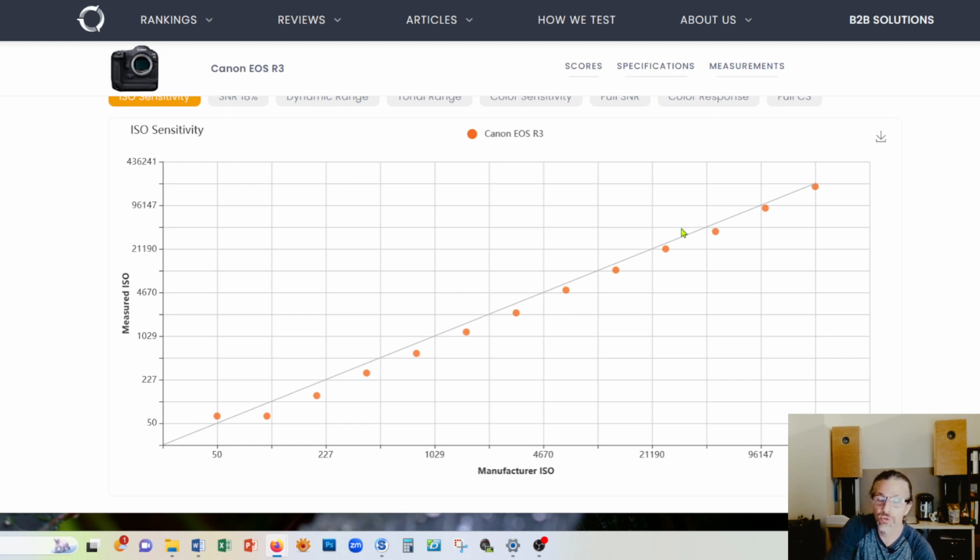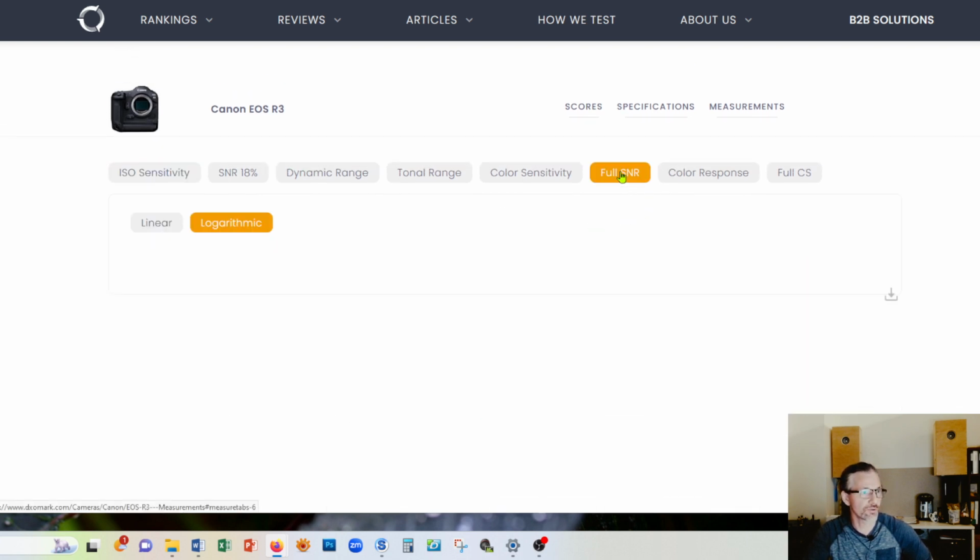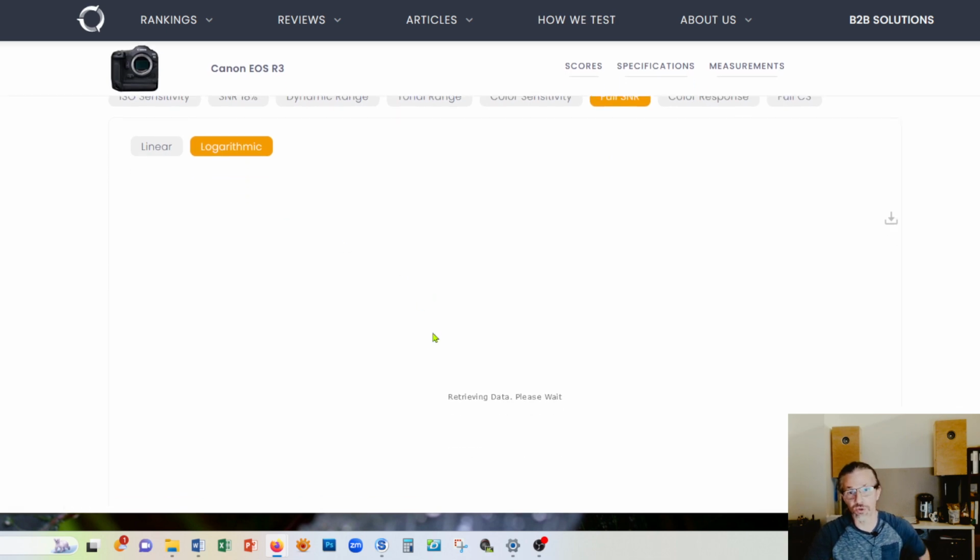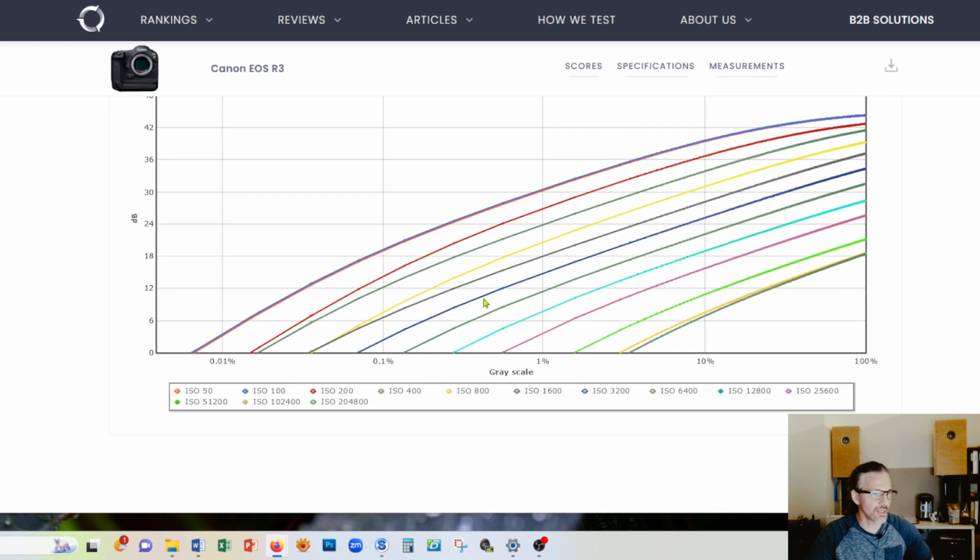So compared to the 700D, I haven't done any calculations yet, but approximately it would be about 10 times the size for each pixel that collects light, 10 times more light collected per pixel compared to the 700D. And that does reflect in, let's just go full signal to noise ratio, logarithmic. It takes a little while to load the data. Okay, it loaded the data, and let's see what we are getting here.